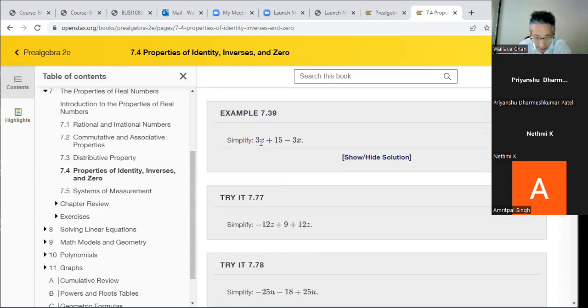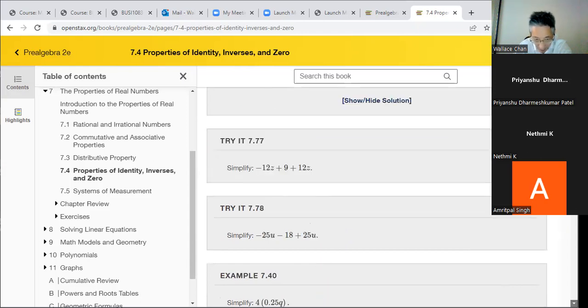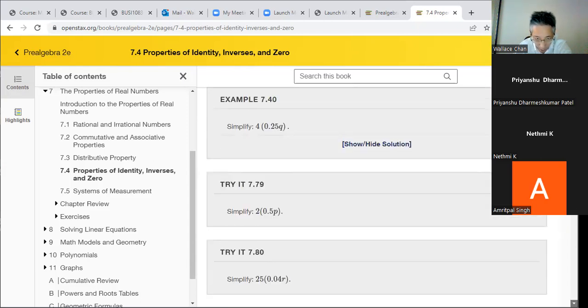I think this one is easy, right? 3x minus 3x is 0. 0 plus 15 is 15. I'm not going to spend too much time on this because they are so straightforward.